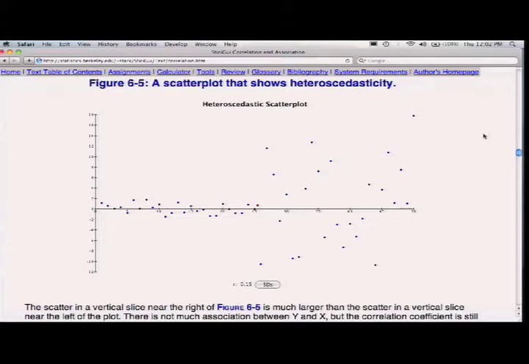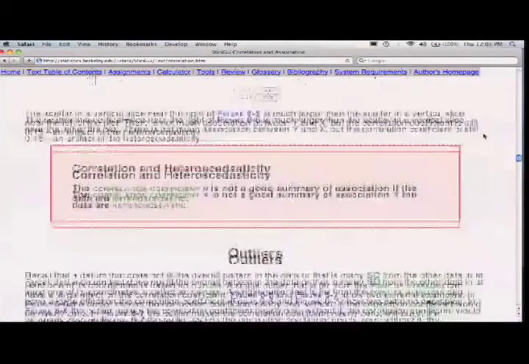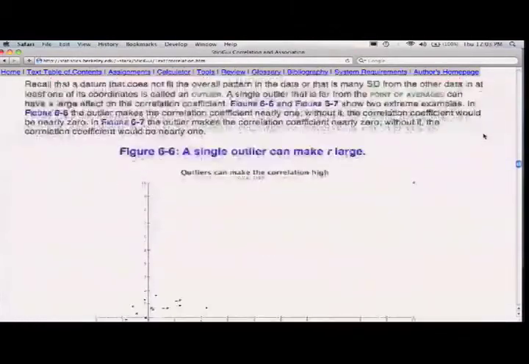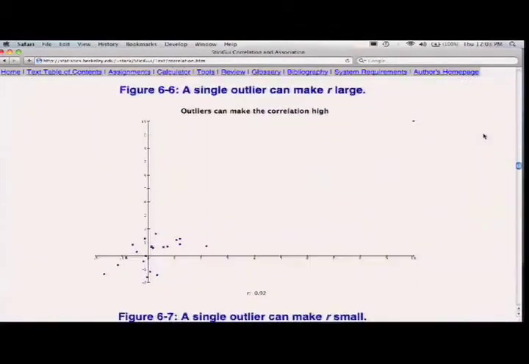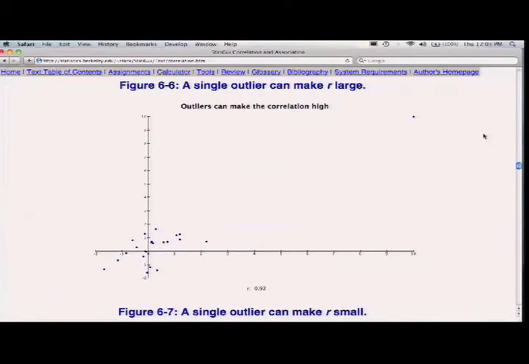And as a result, the correlation coefficient is pretty different from 0, even though this is not very strong association, right, visually. Does that make sense? Okay, so if you have heteroscedasticity, the correlation coefficient is not a very good measure of association. If you have nonlinearity, the correlation coefficient is not a very good measure of association. If you have outliers, the correlation coefficient is not a very good measure of association.